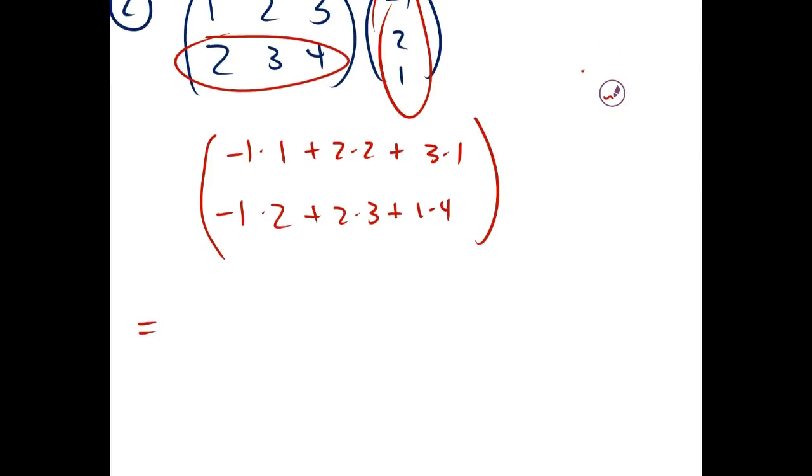And then this will equal negative 1 plus 4 plus 3. This will be negative 2 plus 6 plus 4. And the answer, doing this addition, would be 6 and 8.